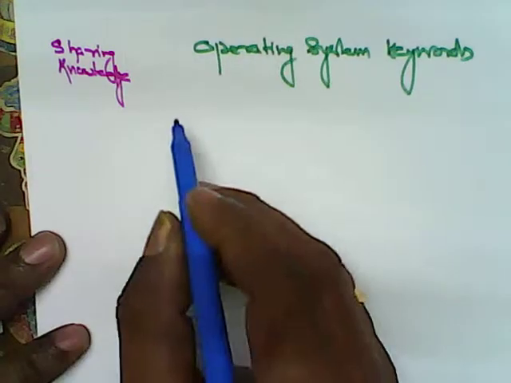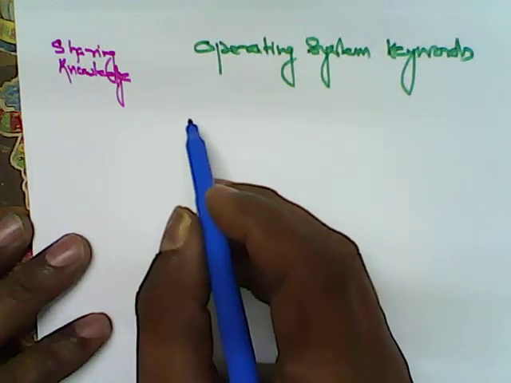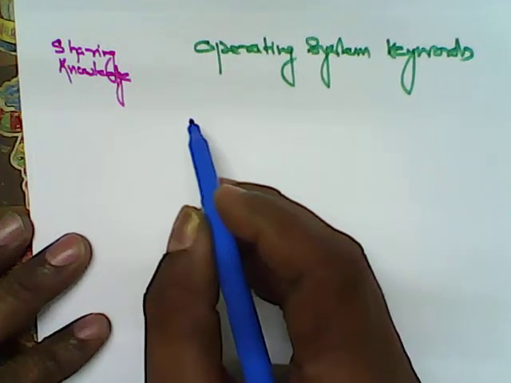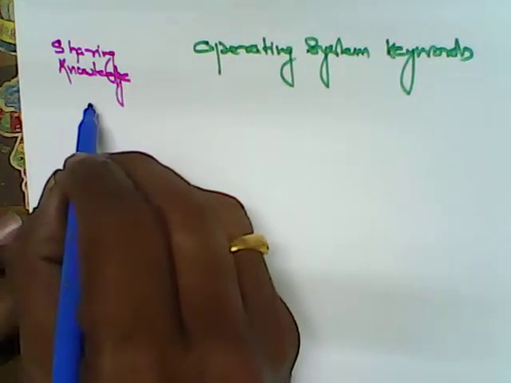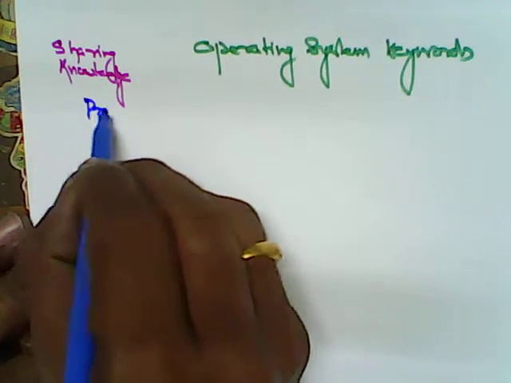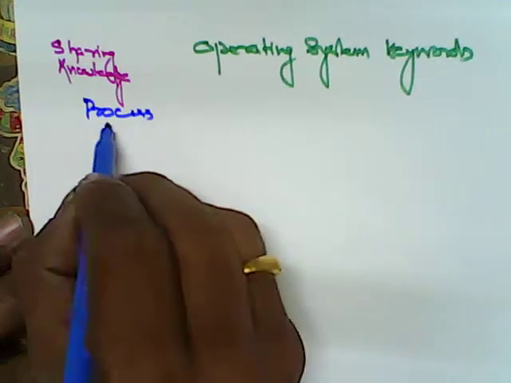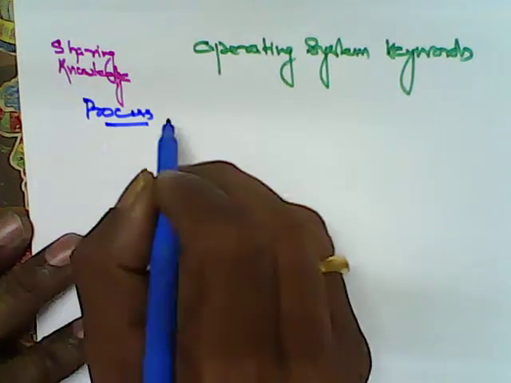I am here to discuss some of the keywords of operating systems where students normally get confused. So let me start with a term like process. What exactly does process mean?